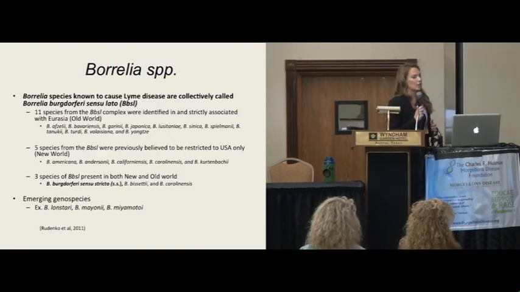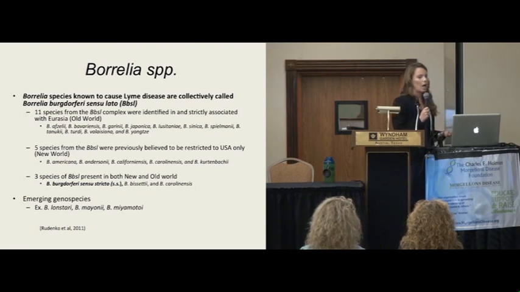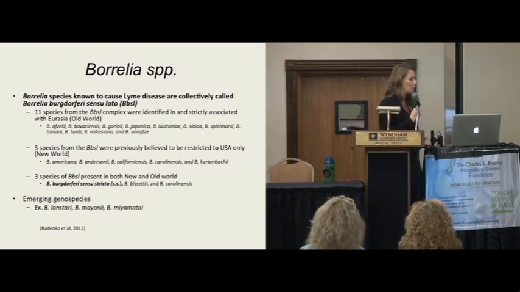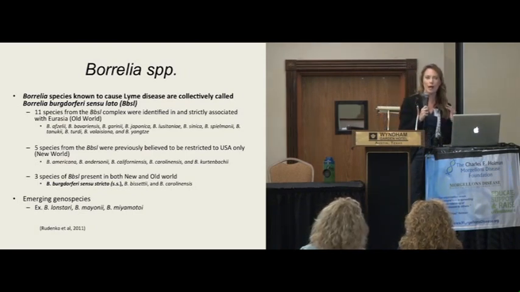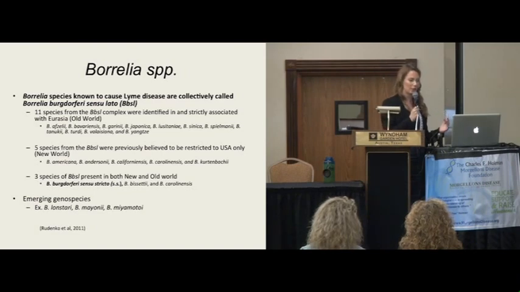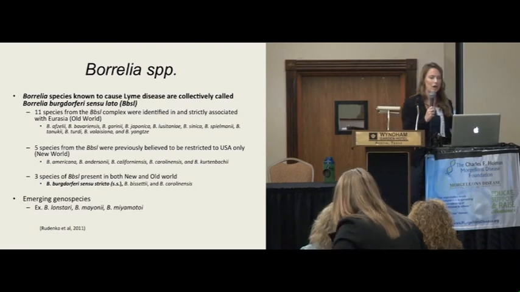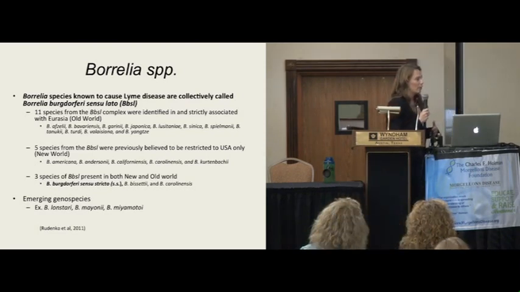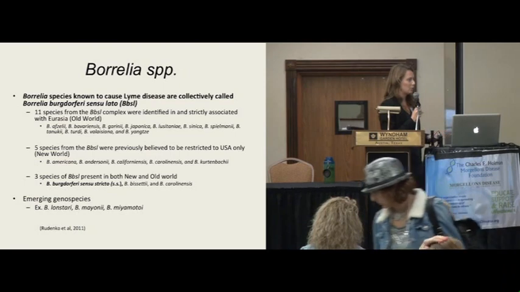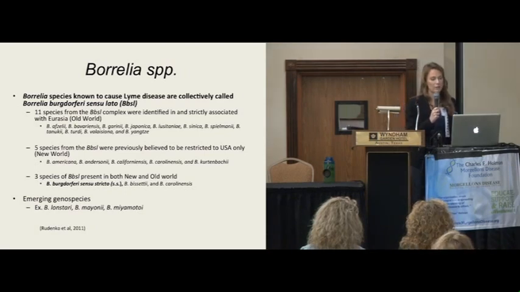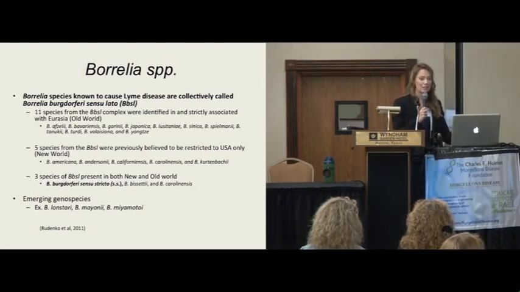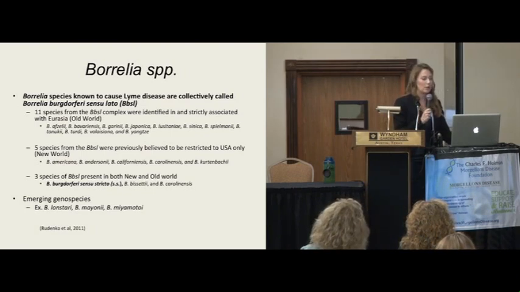The Borrelia species known to cause Lyme disease are collectively called Borrelia burgdorferi sensu lato. So if you ever hear of the sensu lato group, this is the Lyme disease causing group of bacteria. It's typically broken down into the New World, Old World, and then a combination of both. About the 3rd point down, you can see Borrelia burgdorferi sensu stricto, that's the classic Lyme bacteria that we know of and refer to. But you can see there are a lot of other different species of Borrelia that can cause Lyme disease. So I do want to make that clear.